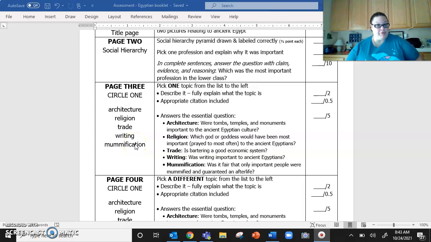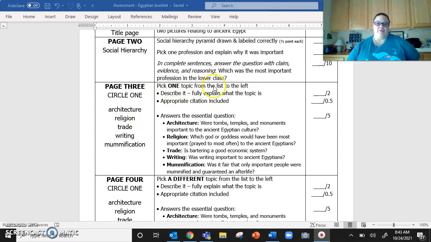Now, friends, here's a stupid question. Are you talking about any architecture? Are you talking about like Spanish architecture from the 1970s? No, you were talking about ancient Egyptian architecture. When you're talking about religion, are you talking about Christianity or Buddhism or Hinduism? No, you're talking about the ancient Egyptian religion. Okay, just making sure we understood.